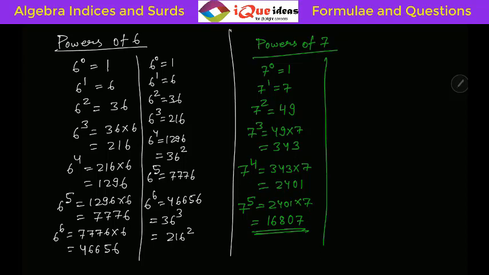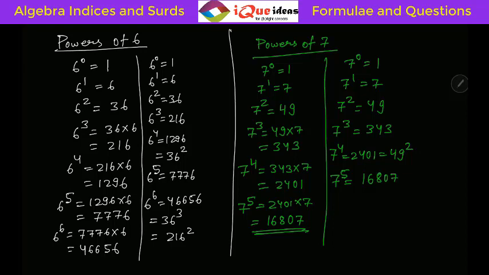So if we summarize, 7 raised to the power 0 is 1, 7 raised to the power 1 is 7, 7 raised to the power 2 is 49, 7 raised to the power 3 is 343, 7 raised to the power 4 is 2401, which is also equal to 49 square. And 7 raised to the power 5 is equal to 16807, right? So whatever or as much as you can memorize, it will be good for your speed of calculation.